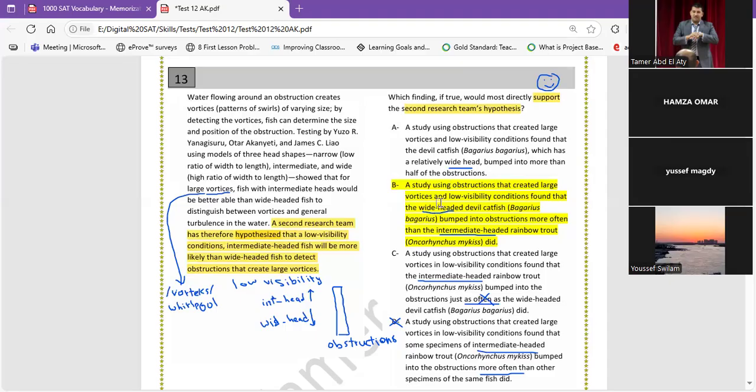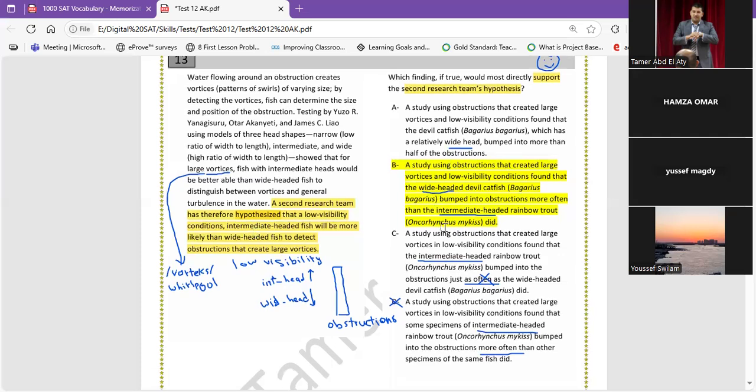A study using obstructions that created large vortices and low visibility condition found that the wide-headed devil catfish bumped into obstructions more often than the intermediate-headed rainbow trout. Yes, here the wide-headed bumped more than the intermediate. So that showed that the intermediate is better. Okay, this can be the answer.